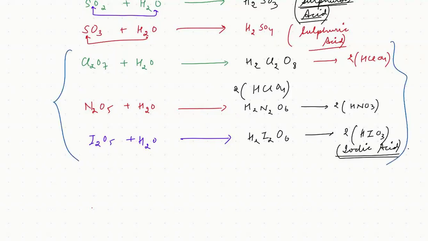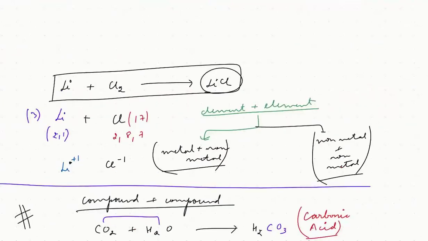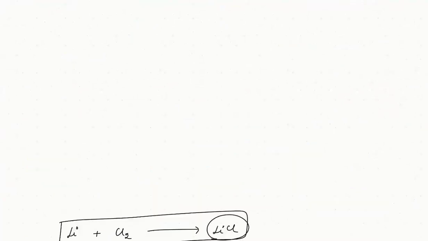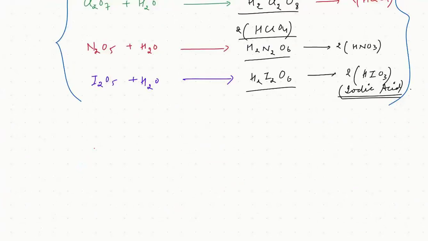Right. So this is the combination reaction. I hope you're understanding that no matter what oxide they give you and dissolve into water, straight away just add it up and give me the product. Got the point? Yes. So this is basically the combination reaction of element plus element and compound plus compound.